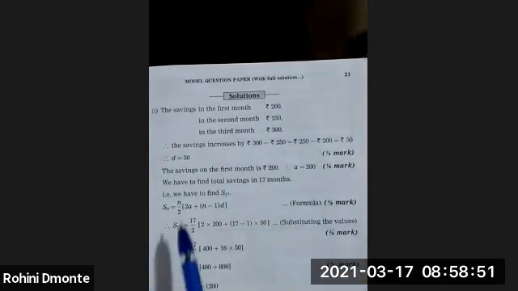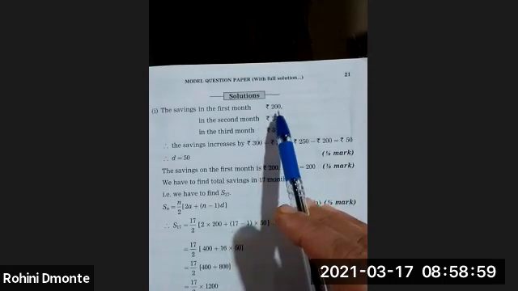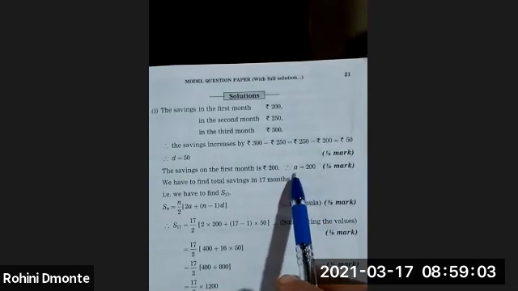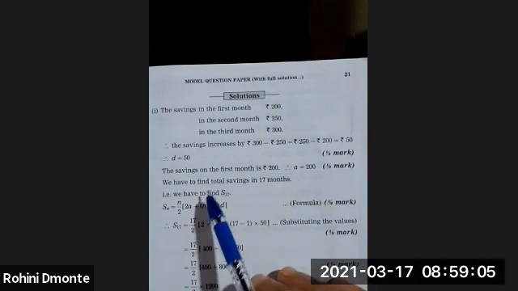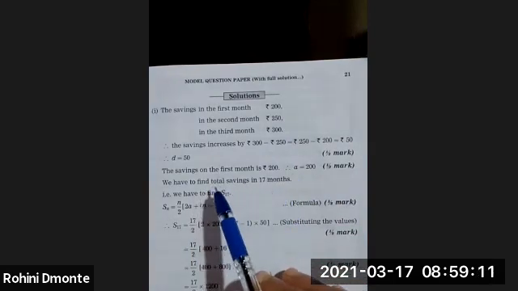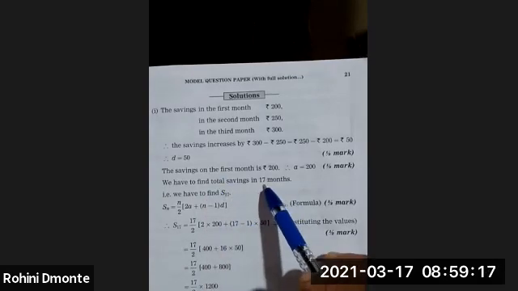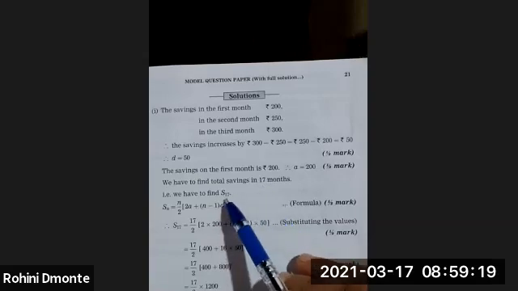Okay, now let us see this. First his saving is 200, means this is nothing but the first term. So we can take this first saving as a or T1, right? Okay, now what do you have to find out? You have to find the total savings in 17 months. Total means what you have to find? Yes, Sn. For how many months? 17 months. So you have to use S17.